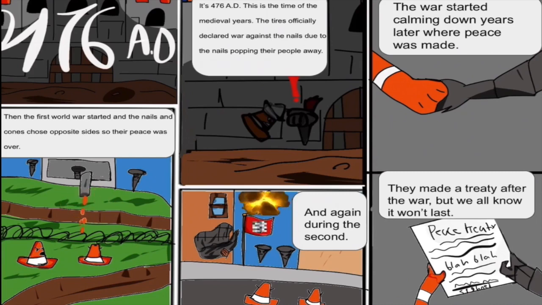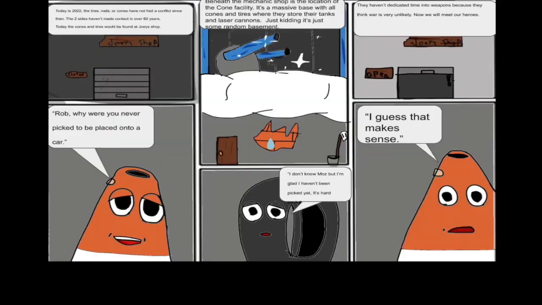Then the First World War started and the Nails and Cones chose opposite sides so their peace was over. And again during the Second. They made a treaty after the war, but we all know it won't last. Today is 2022, the Tyres, Nails, or Cones have not had a conflict since then. The two sides haven't made contact in over 60 years.